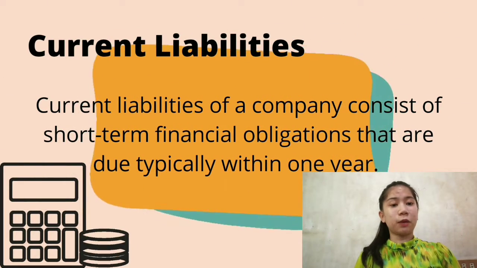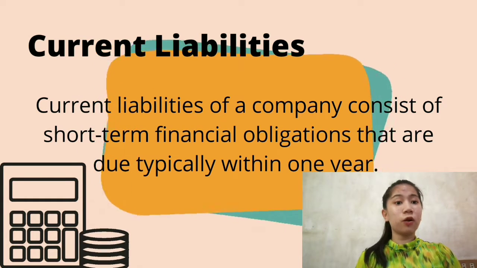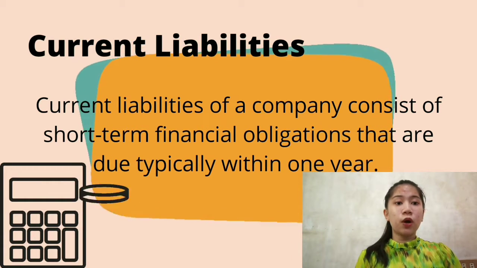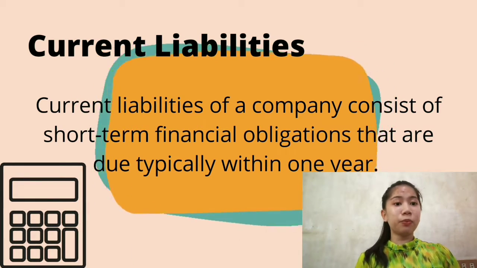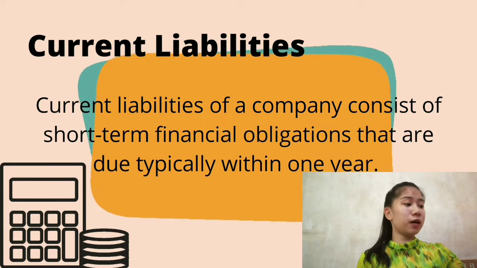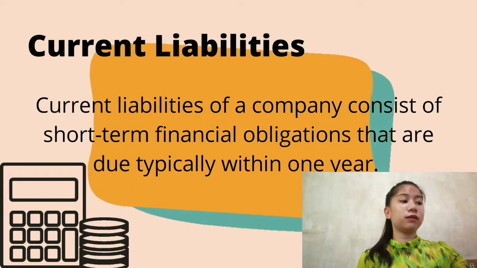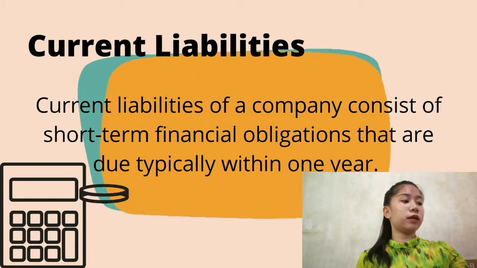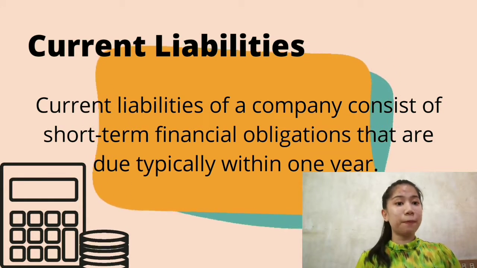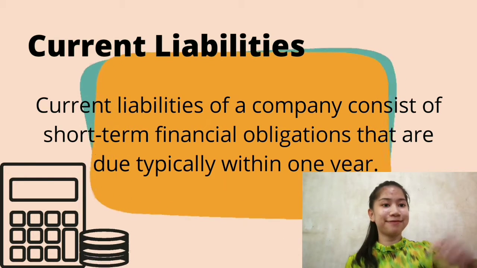Let's start with current liabilities. Current liabilities are the financial obligations that must be paid or that are due within a year. Examples of current liabilities are accounts payable, short-term debt, dividends, notes payable, as well as income taxes owed. So those are the examples of current liabilities.